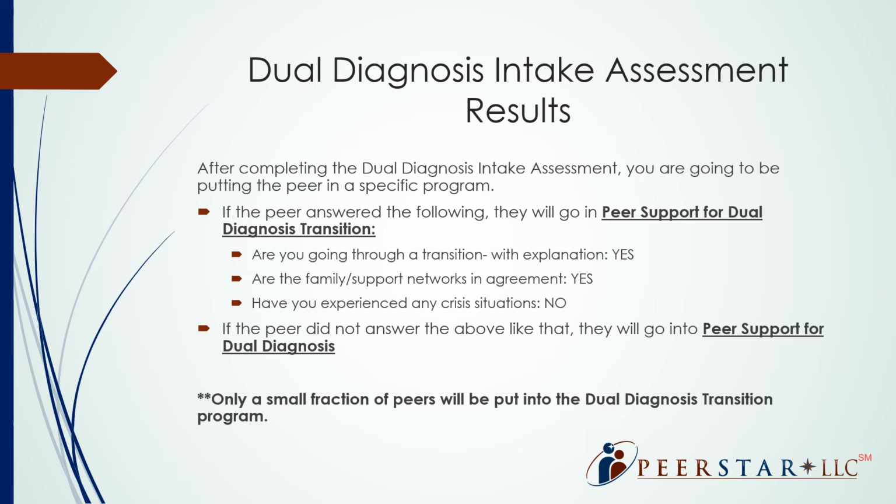If the peer did not answer the above like that, they are going to go into peer support for dual diagnosis. Now, I do want to preface that only a small fraction of peers will actually go into the transition program. It is a smaller program that has specific outcomes that need to be done in a timeline that some peers cannot do or don't need that service. They might just need peer support for dual diagnosis.